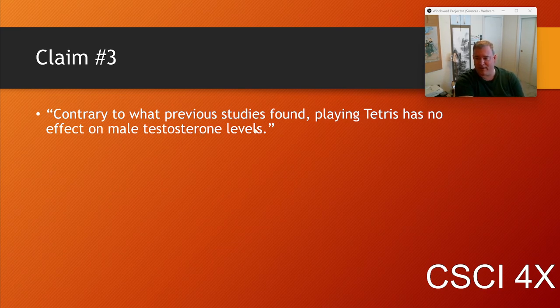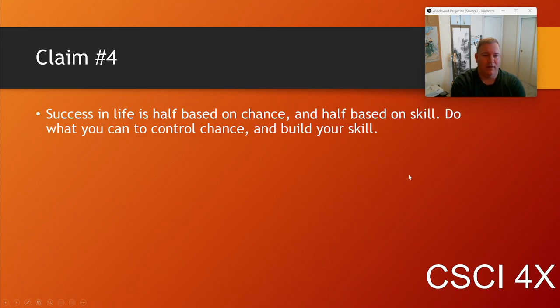You could look at the previous studies that were linked to it from that article. And what's interesting is that this is another case where you have scientific studies contradicting each other, right? But the Nature Mag one showed there is no effect on male testosterone levels from playing Tetris. Okay, claim number four. Success in life is half based on chance and half based on skill. Do what you can to control chance and build your skill.